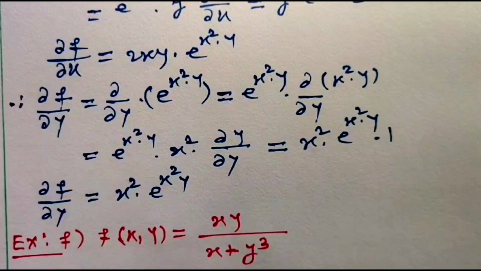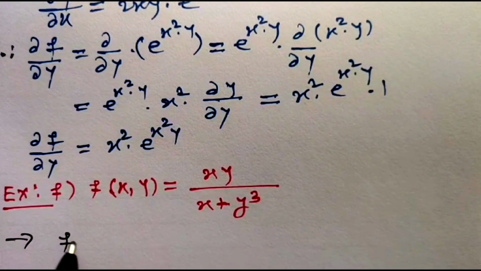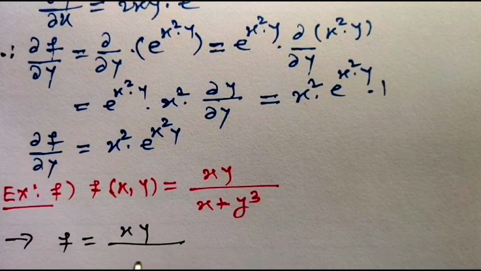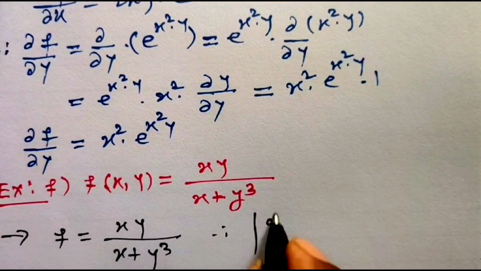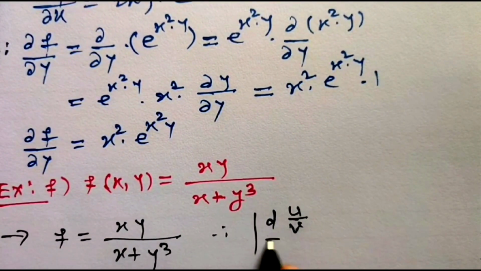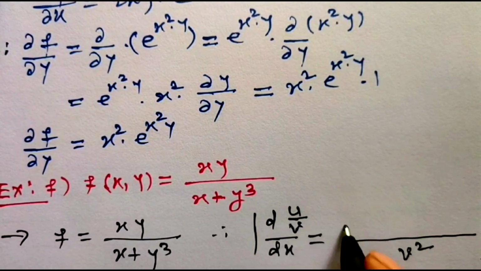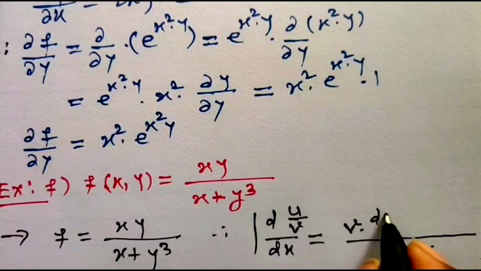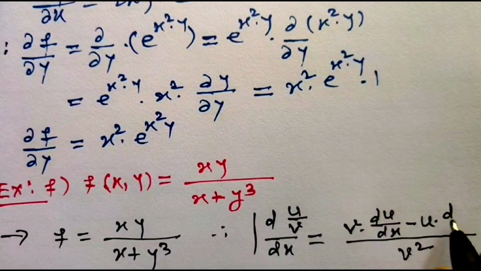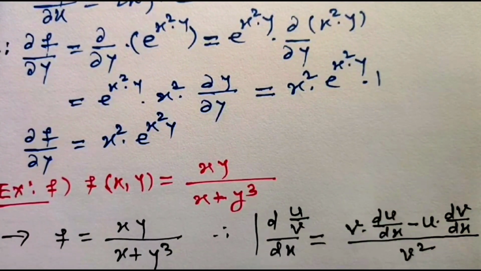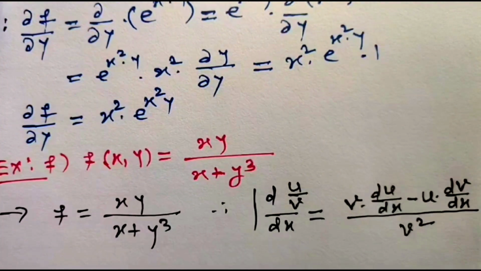Here we have to apply the u upon v formula. First of all consider f is equal to xy divided by x plus y cube and apply this formula. The derivative of u upon v with respect to x is equal to the denominator square, the denominator as it is, derivative of numerator, minus numerator as it is, derivative of denominator.